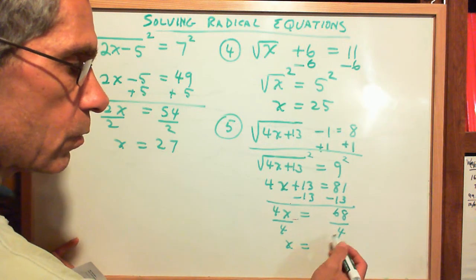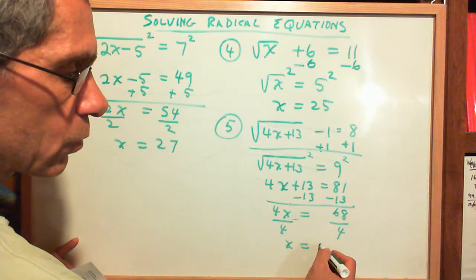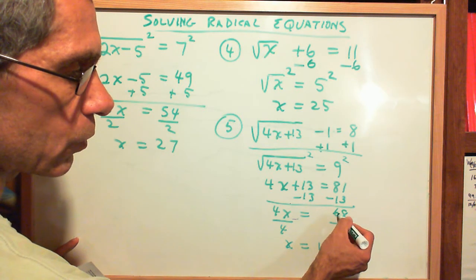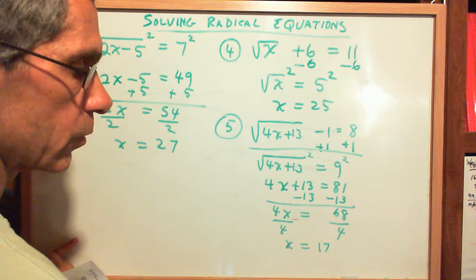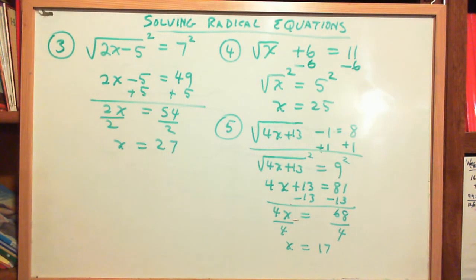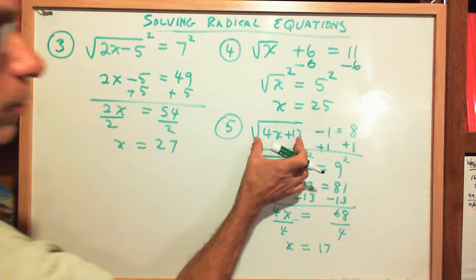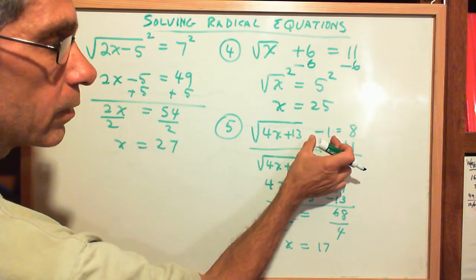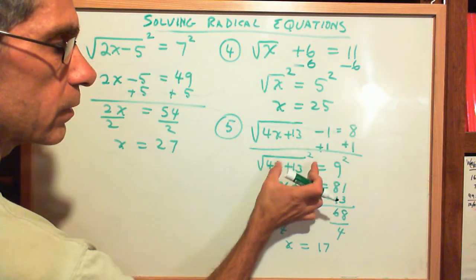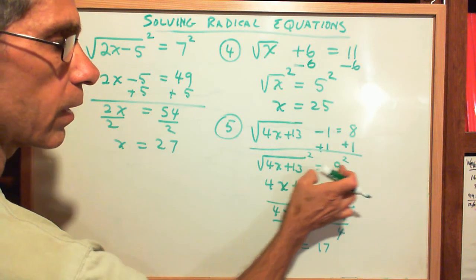X is equal to 4 goes into 6 once, with 2 left over, so 28. 4 goes in 28 7 times. So it looks like I got 17. X is 17. The key is make sure that's isolated. So move that over so that this is isolated. Then you can square both sides.